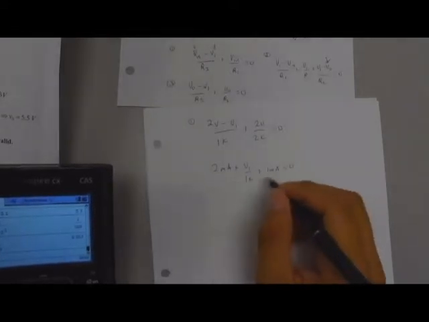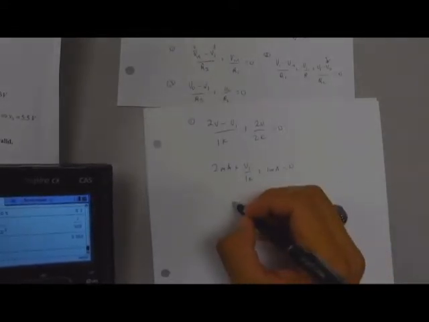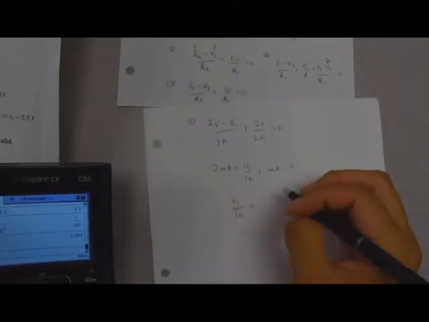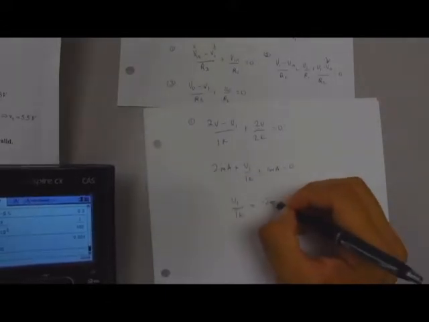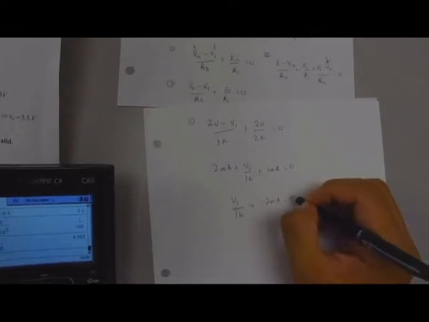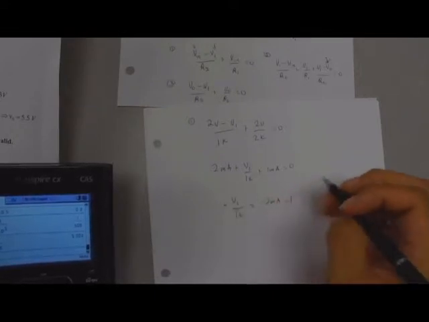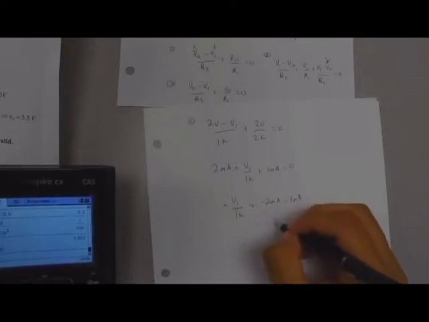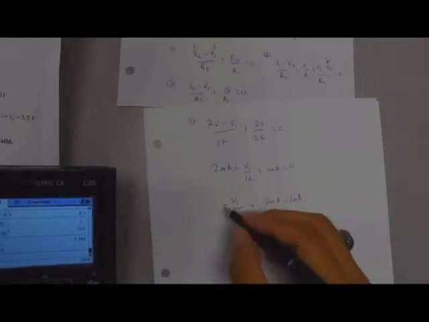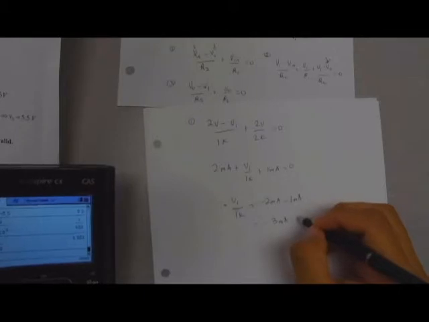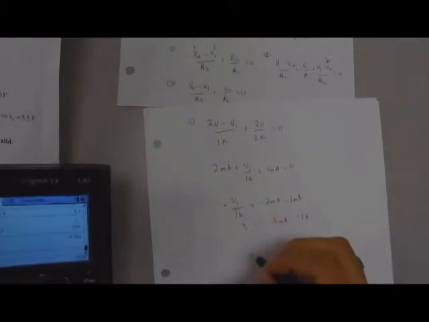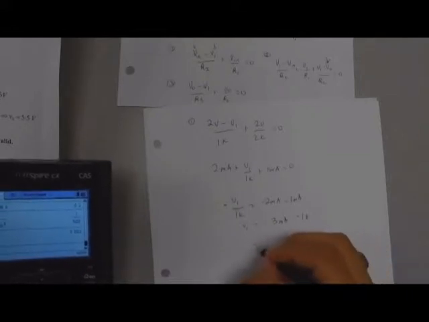So moving this to the other side, you have V1 over 1K is equal to minus 2 milliamps minus 1 milliamp. So you get minus 3 milliamps, and then multiply by negative 1K is equal to V1. That will get you 3 volts.